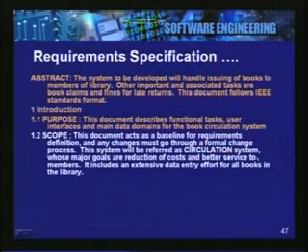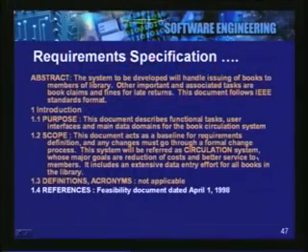The system is a circulation system, and whose main goals are briefly summarized here. It also mentions that the project includes an extensive data entry effort for all the books in the library. If any definitions, acronyms need to be given, they can be given here. We can refer to the feasibility document that we prepared earlier.